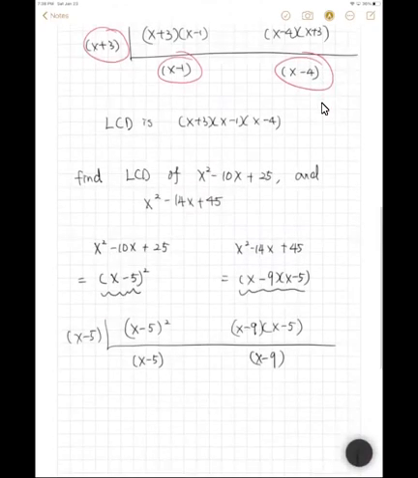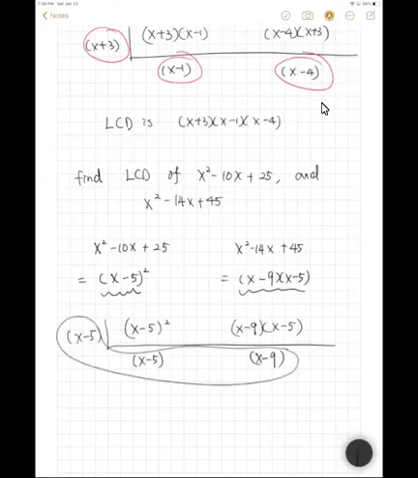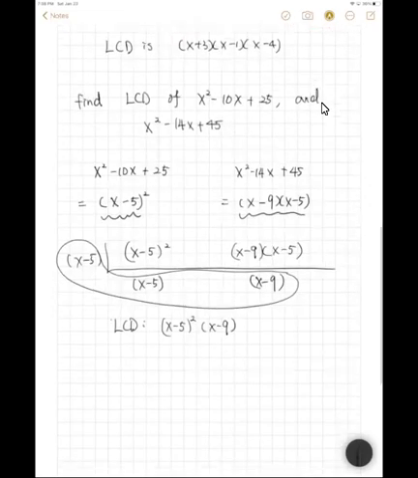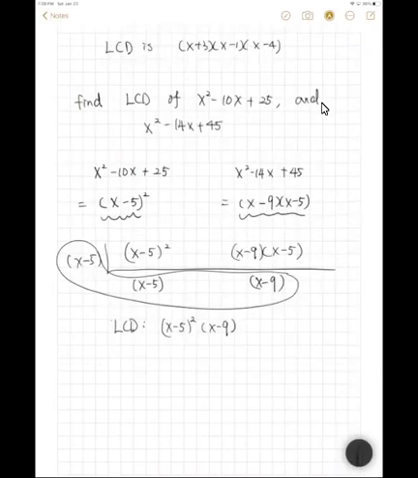So here, what do we have? The least common denominator is what? These three terms multiply together. We have a 2 x minus 5, so that's why square times x minus 9. Okay, so why do we need to find the least common denominator?